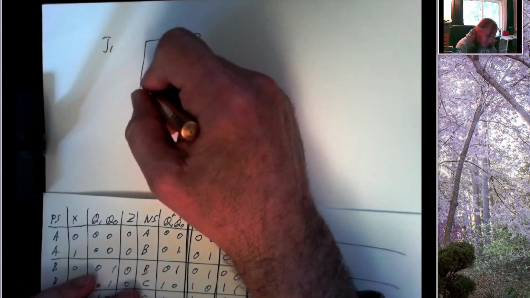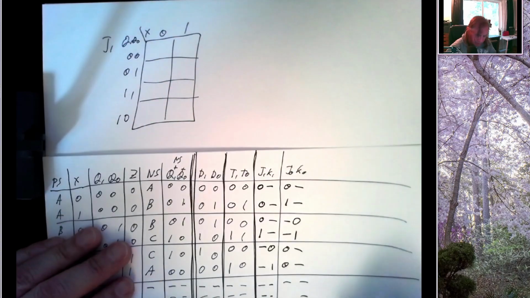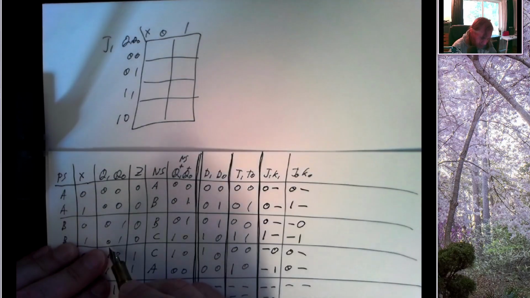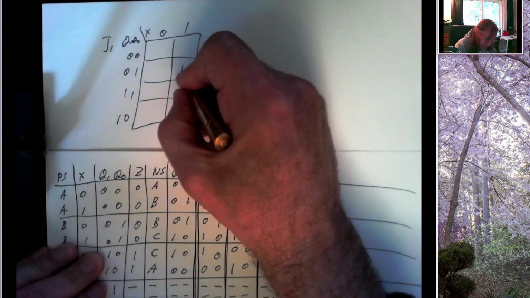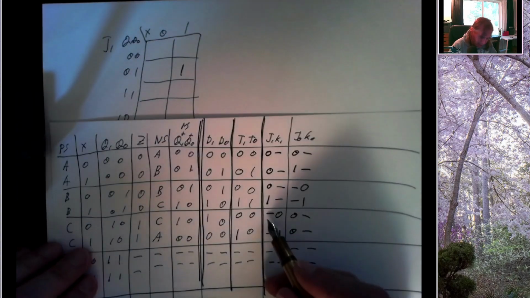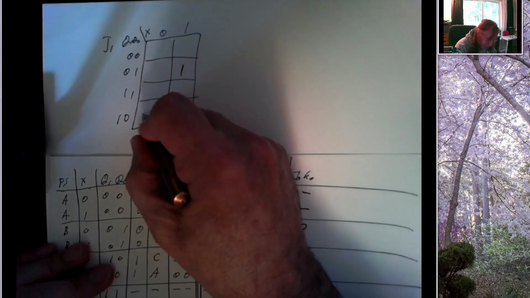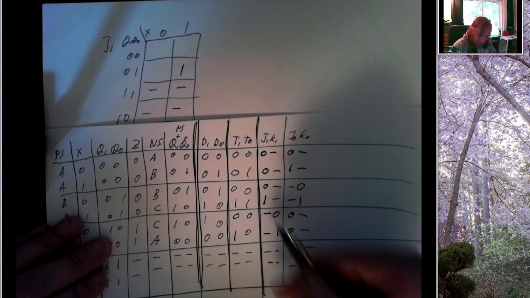All right, so J1. And we'll make our usual setup. We'll put Q1, Q0 here, and our input X over here. And it looks like we have a 1 in the case where our input is 0, 1, and X is a 1. So we're 0, 1, 1. That's a 1. And it looks like we have don't cares when our input for Q1, Q0 is 1, 0, or 1, 1. So all of these are don't cares. And then everything else is a 0.